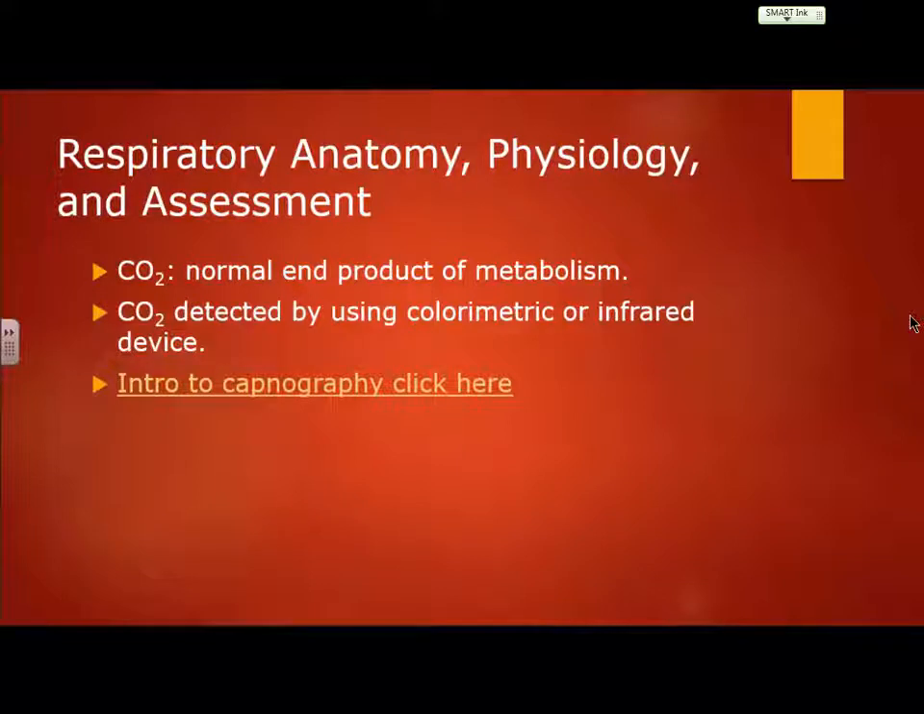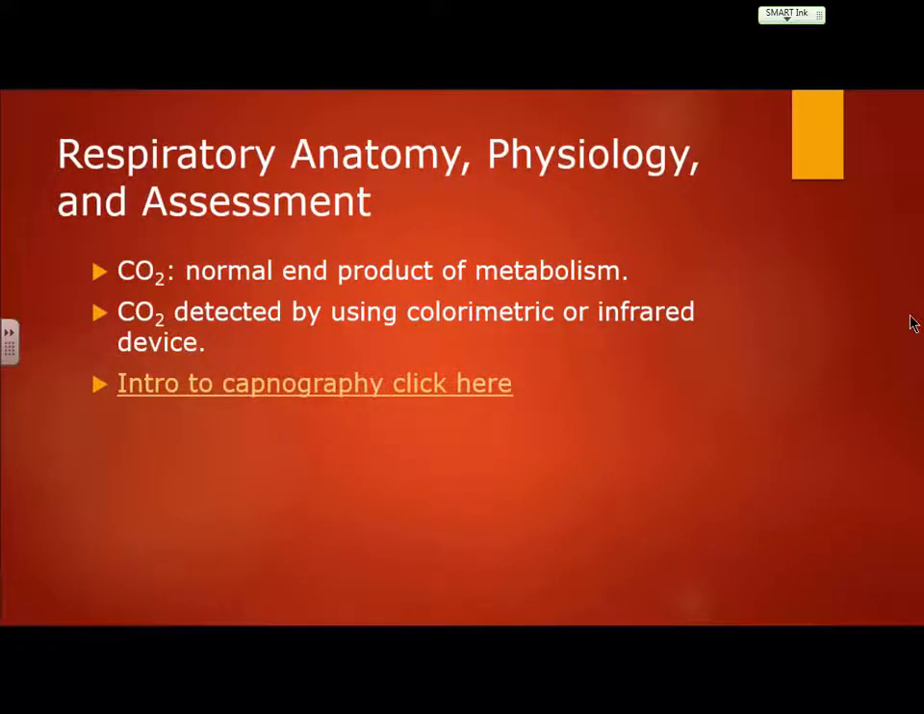Now, CO2 is detected by using either colorimetric or infrared device where it samples, okay? Colorimetric is what y'all are used to, right? You're used to the yellow means yes, litmus paper. Is that a monitoring tool? No, it is not. What is that? A confirmation tool. So it helps me confirm that I'm getting CO2 from the lung.